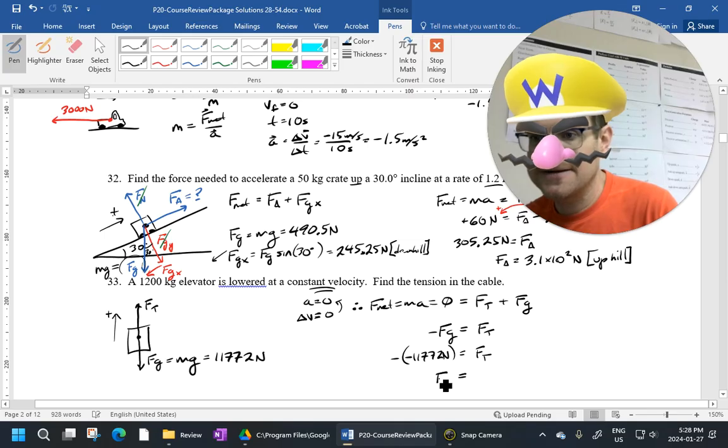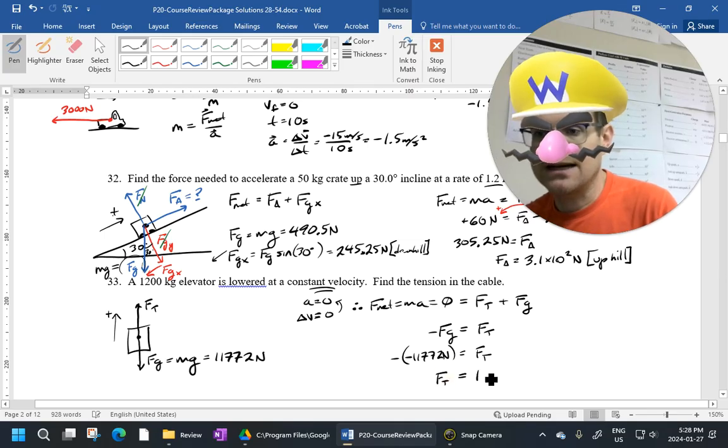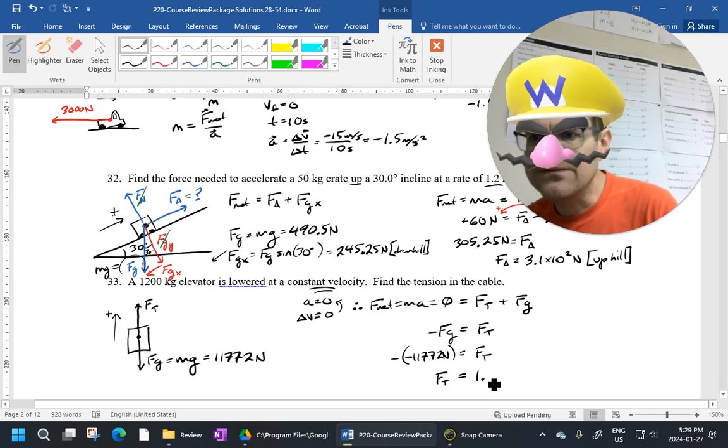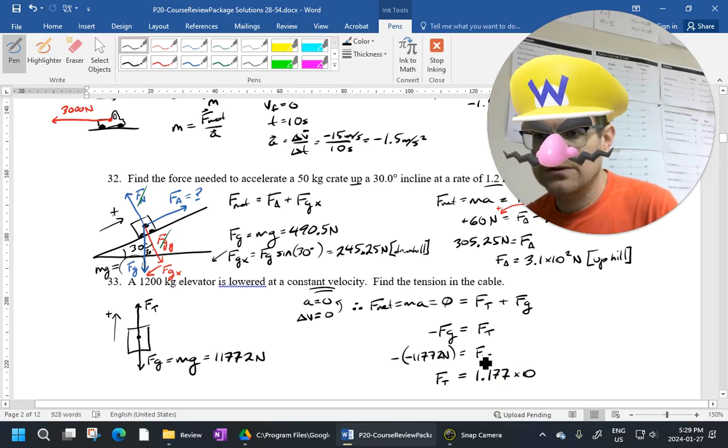So my Ft is 11,772. How many sig digs do I need? 4 sig digs, but I have 5 right now. It's 1.177 times 10 to the 4 newtons up. There we go.